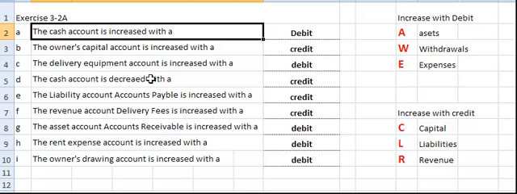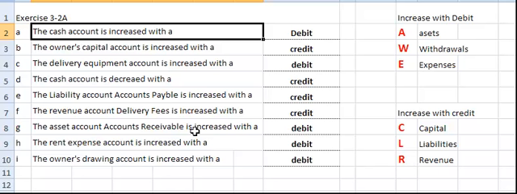My cash account is decreased with, okay, well my cash account is an asset. If it increases with a debit, then the opposite must be true. It's going to decrease with a credit. The liability account, accounts payable, it's a liability account. I look down here under liability, it increases with a credit. The revenue account, here's my revenue account, and it asks how it increases. Revenue under the CLR, it increases with a credit.